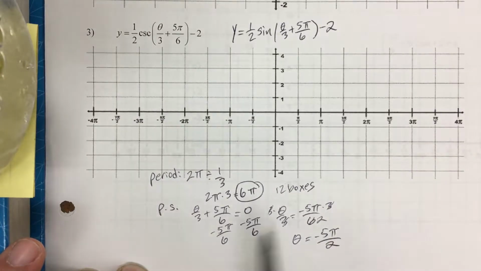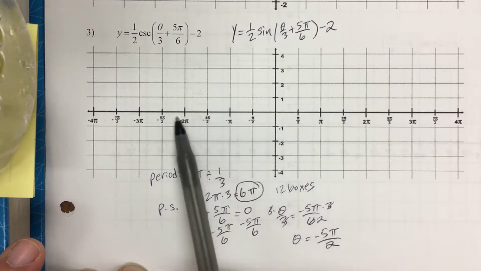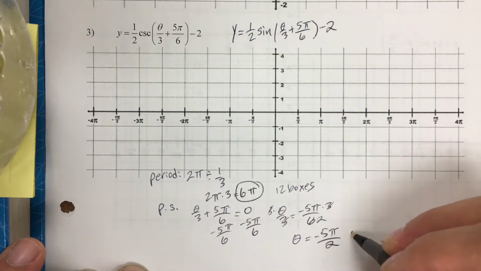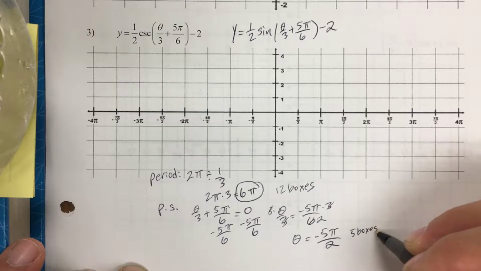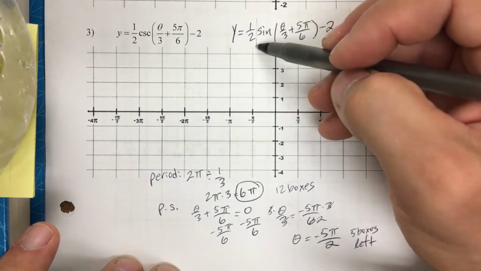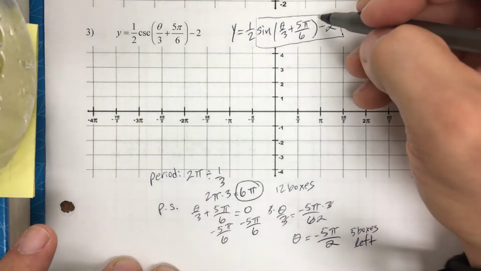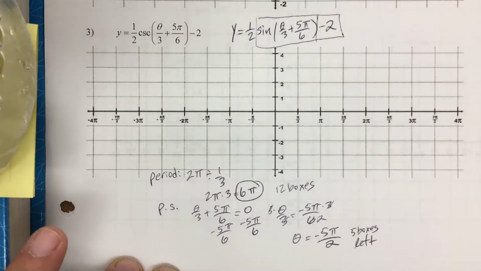This tells me that my starting point is negative 5 pi over 2. That's 1, 2, 3, 4, 5 boxes left, so I'll start 5 boxes left. What I'm going to graph first is just this portion right here. Actually, I'm not going to graph the negative 2 yet. So I'm going to start at 5 boxes left.